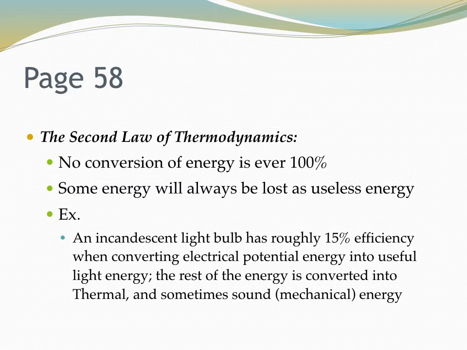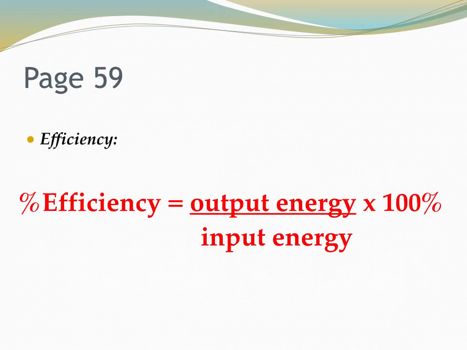So let's jump to the top of page 59 and let's look at an equation. One last equation for your book here. Okay, so we're going to say the percent of efficiency is equal to output energy divided by input energy times 100. And that gives us a little efficiency percentage. So copy this down in your book.